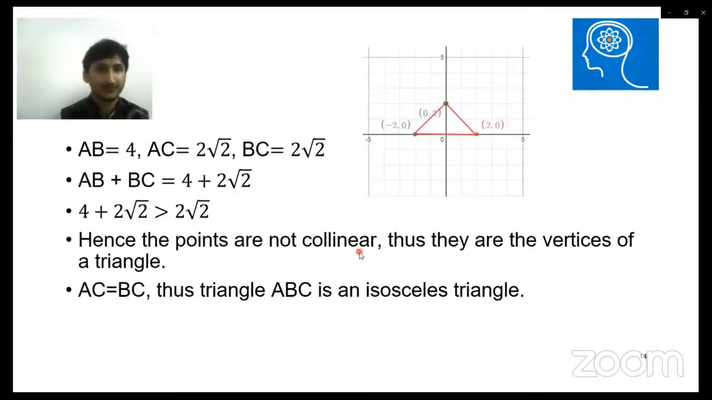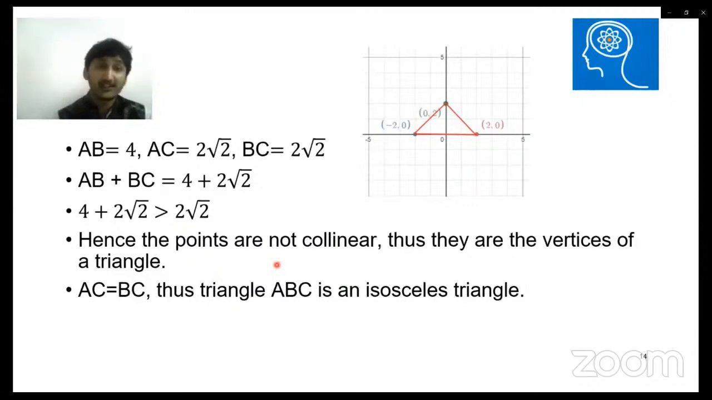Now, we can say that AB plus BC is equal to 4 plus 2 root 2, and that is greater than 2 root 2. So, by using the property of the triangle, that sum of any two sides is always greater than the length of the third side, we say that these 3 points form a triangle. Now another thing that is asked, that we have to find out which type of triangle it is. So we have proved that these points form a triangle, so they are not collinear.